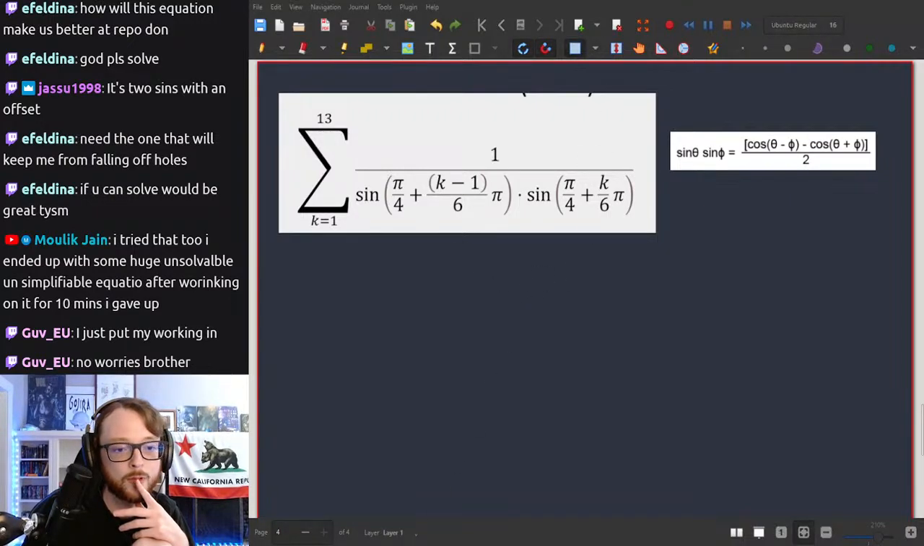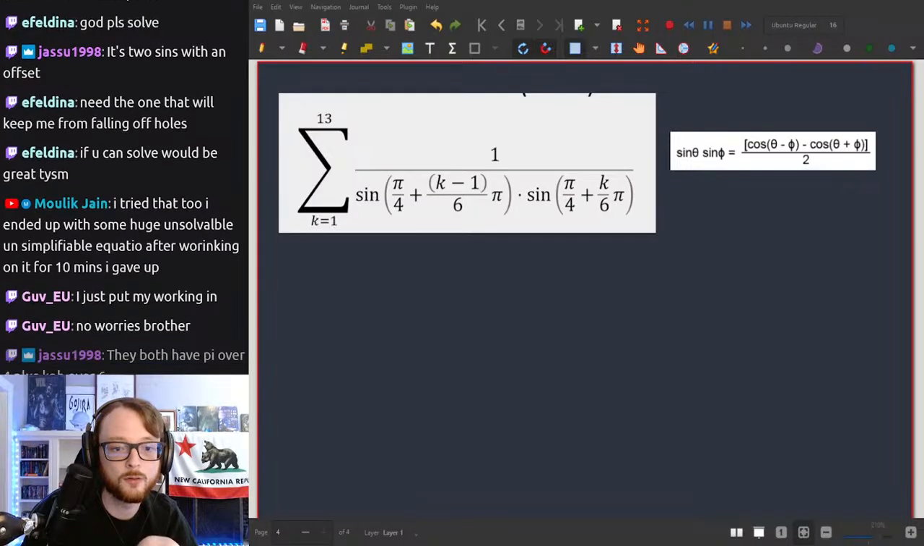Let's go through the work that Gov just posted, just so we can show it on stream in case the person who asked the question ever comes back, doesn't just drop a question and run. And then I'll think more about this problem with the sum of signs, I guess.